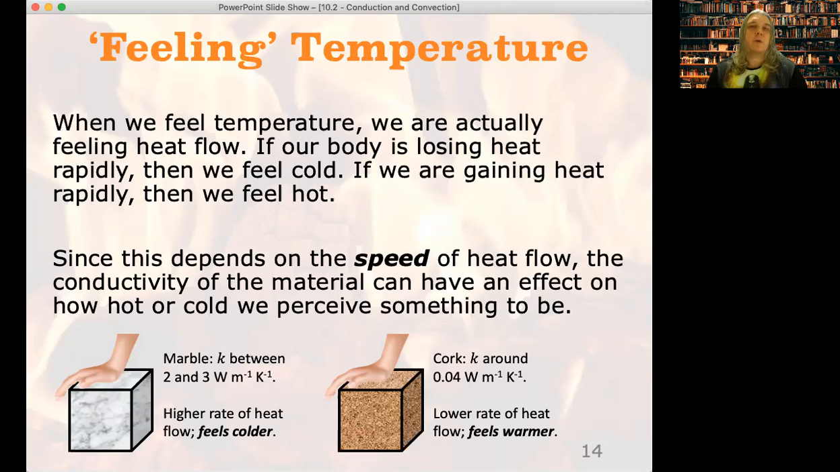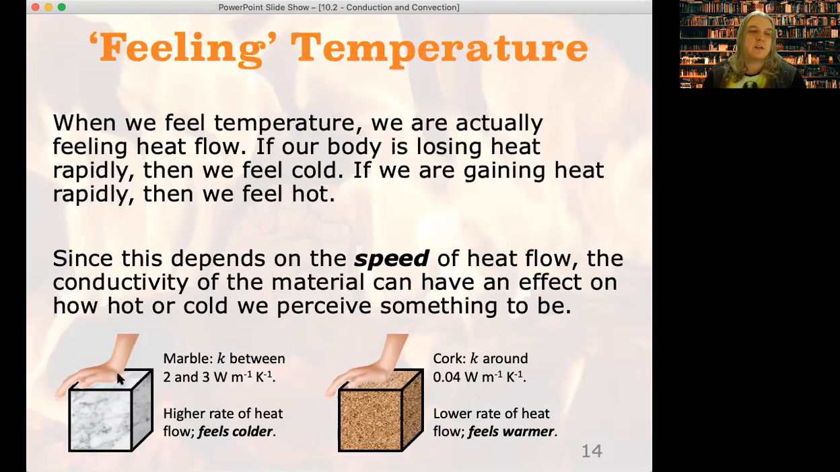So you can have two objects at the exact same temperature, and if you touch one that's got good conductivity, so in my diagram here we've got marble, which has between 2 and 3 watts per meter per Kelvin, that will feel colder because we get a higher rate of flow than cork, which only has 0.04 watts per meter per Kelvin. Right? So that will feel warmer. So these two objects could actually be at the exact same temperature, say room temperature, say they're at 20 degrees Celsius, but human body temperature is higher than that.